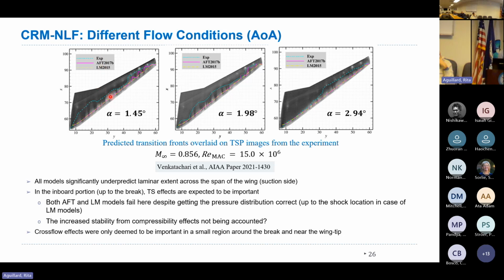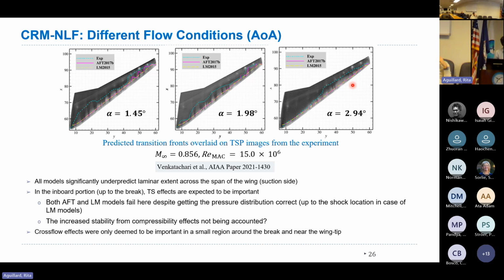The blue dash or the cyan dash line is the predicted transition front from the experiment. And these two transition models are predicting a much smaller laminar region across the conditions investigated. Which means they are not doing very well for this transonic case. Why? Because these models were calibrated on low speed flows, so they didn't take into account the compressibility effect in transition.